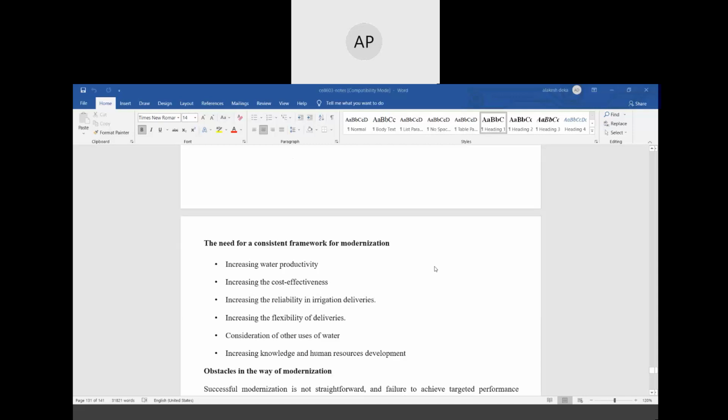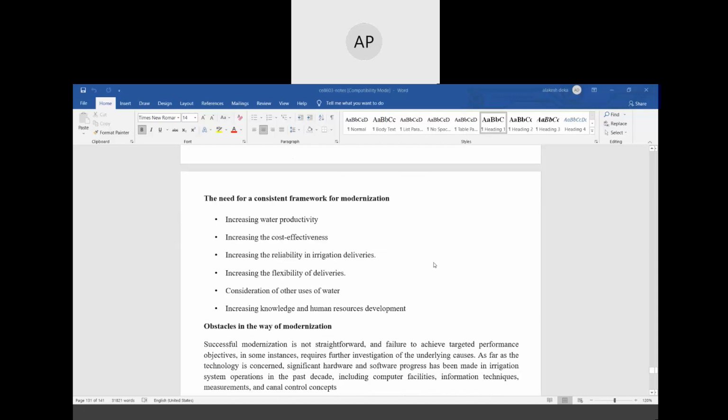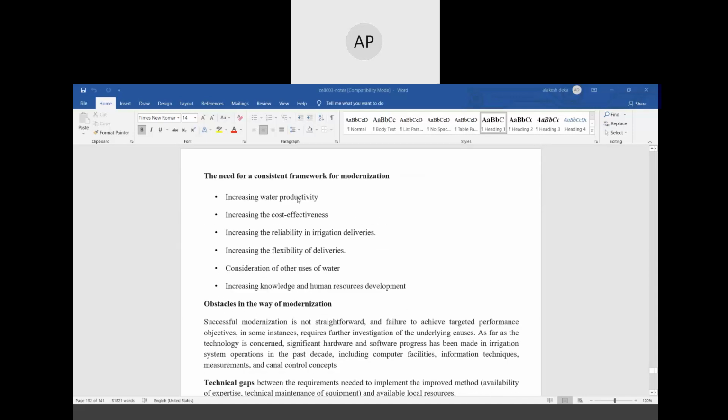The need for a consistent framework of modernization. Why do we require modernization techniques? To increase the water productivity, to increase the cost effectiveness, to increase the reliability of irrigation deliveries, to increase the flexibility of deliveries, considering the other uses of water, increasing knowledge and human resources development.